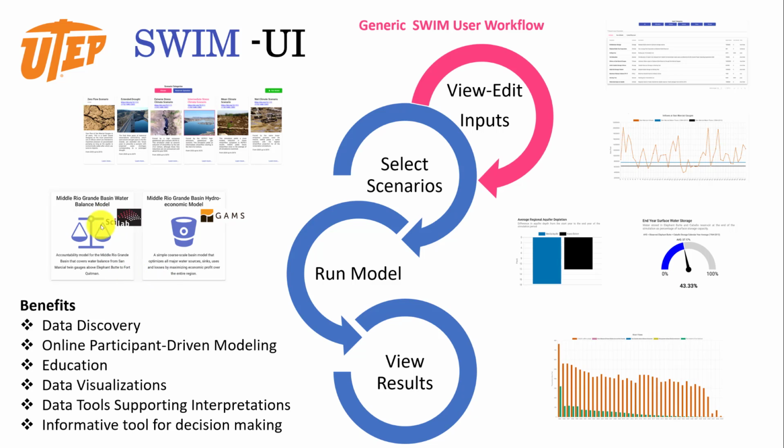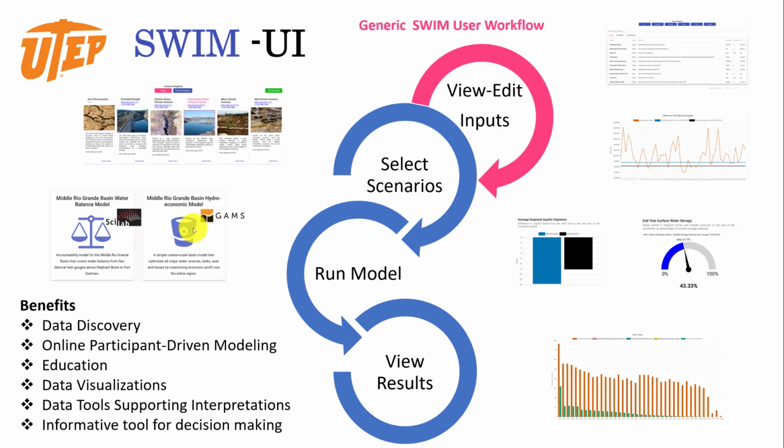One is a very simple water balance model for the Middle Rio Grande region. And currently, this was developed using Scilab, which is a mathematical software which is very similar to MATLAB, but in this case, Scilab is open source and free.